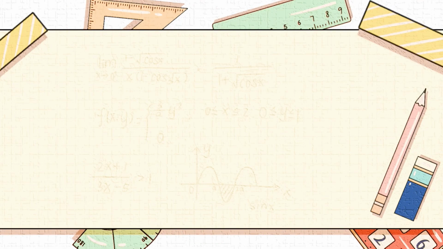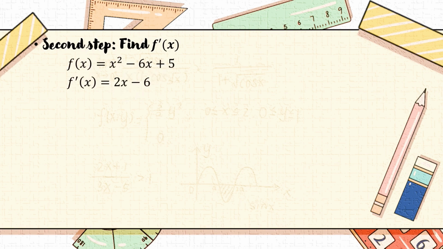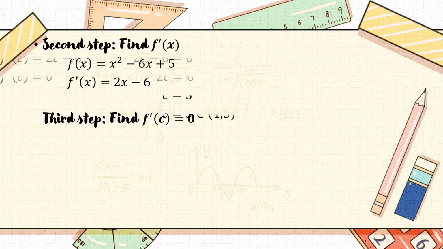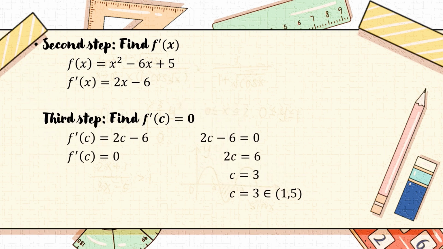For step 2, we have to find f prime x, meaning that we have to differentiate the function. So f(x) equals x squared minus 6x plus 5. We differentiate this function, so f prime x equals 2x minus 6. For step 3, find f prime c equal to 0. For this step, we substitute the variable x with the variable c, and it will be f prime c equals 2c minus 6.